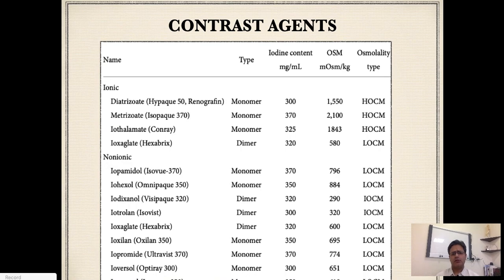So this slide shows you an example of different types of contrast agents. If you look at the second column, you see whether they're monomers or dimers. And then the ionic ones have been separated from the non-ionic ones. So OMNIPAQUE is actually a monomer and it's non-ionic. And the 350, which we don't use for spinal procedures, had an osmolality of about 800 plus. And because it's less than 3 times plasma, it's still classified as low osmolality, whereas the high osmolality ones would be more than 3 times. So you can see the examples over there. Mostly, you can see the ionic ones.